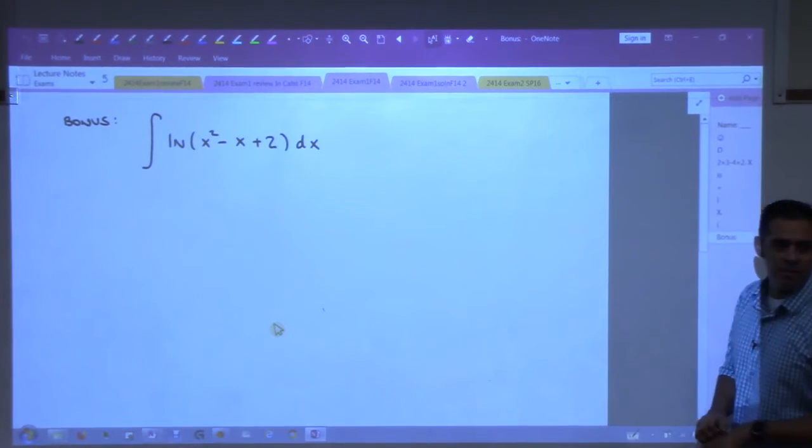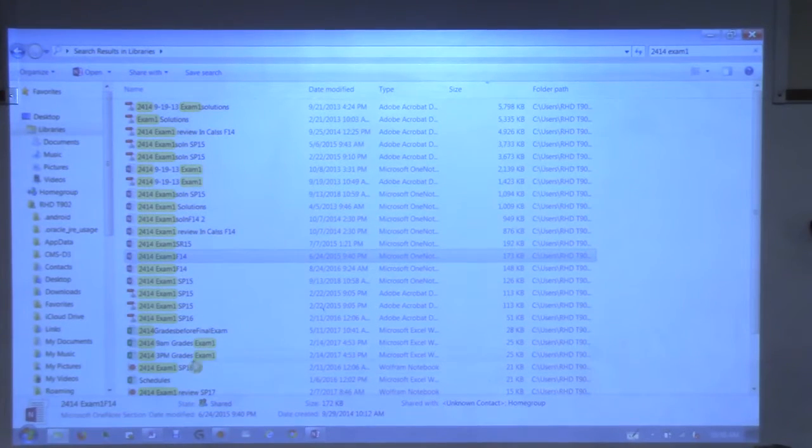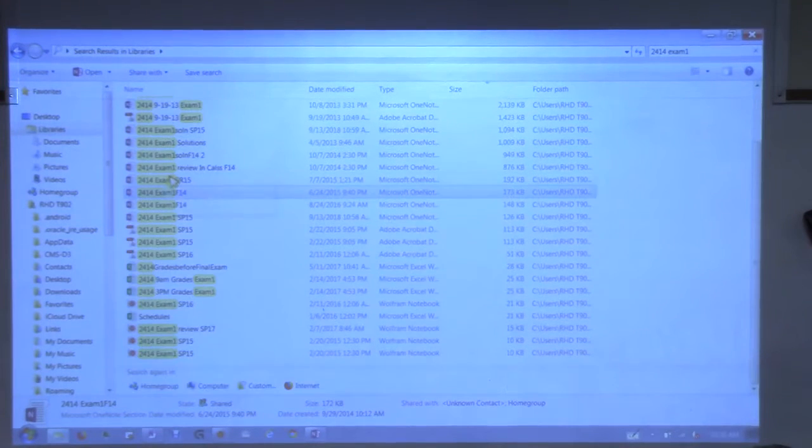Integration by parts. u is the natural log of all that stuff. dv is dx. And then you make your little table and see what that new integral turns out to be. I just brought this up just to see if we do some of the bonus. Bonus has to be right. Yeah, the bonus has to be done correctly and completely. Yeah, no, there's no partial credit on the bonus.